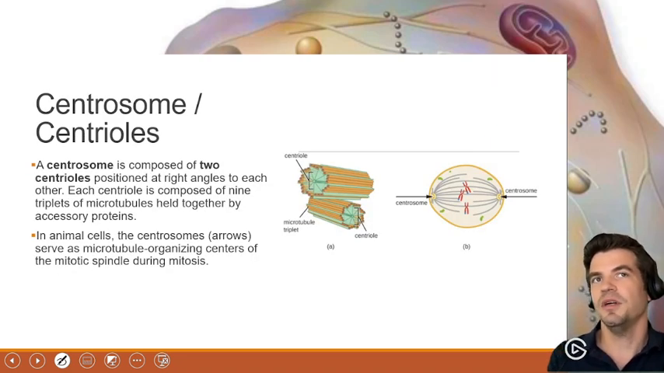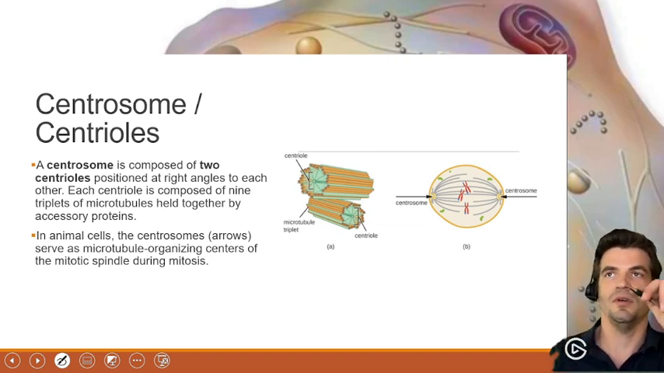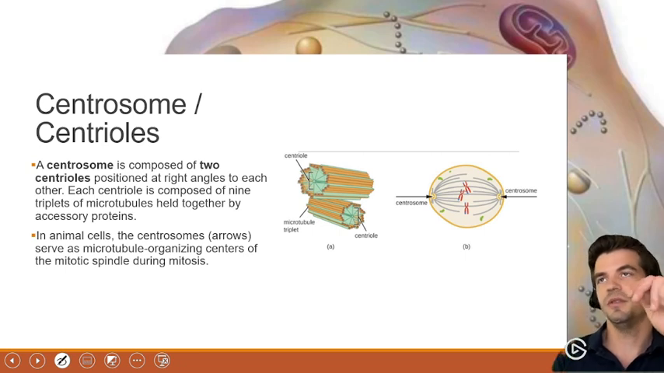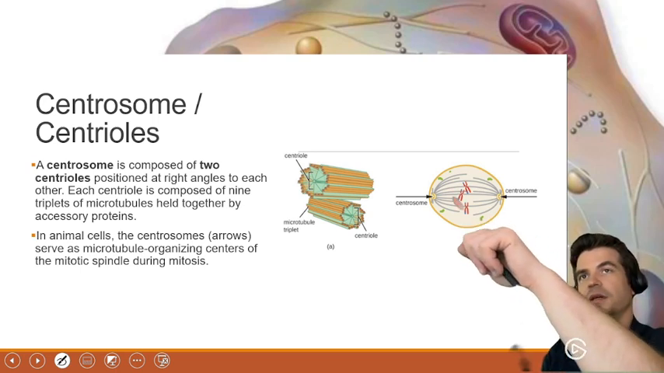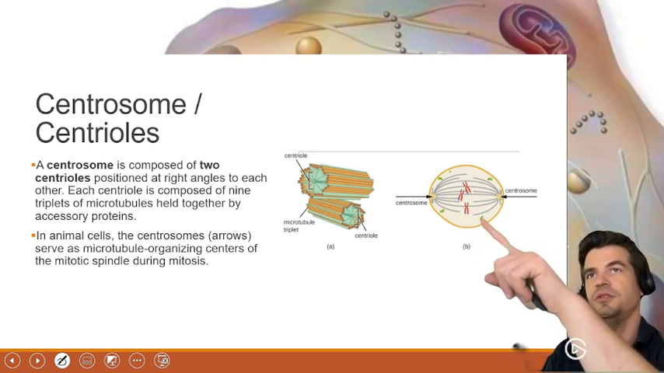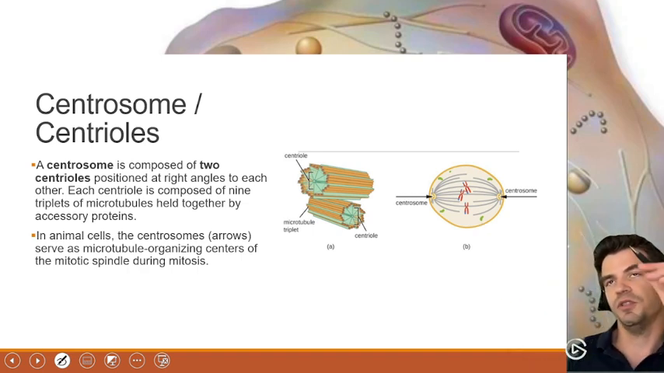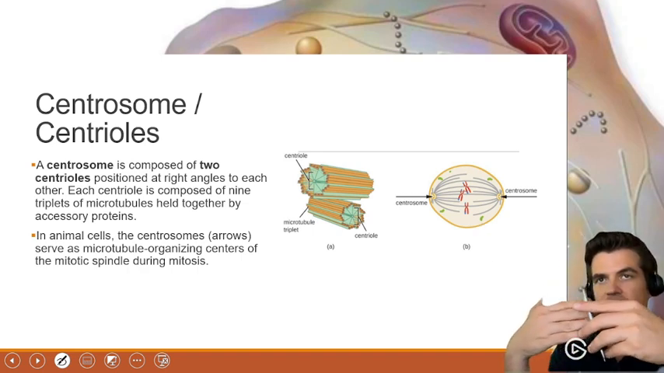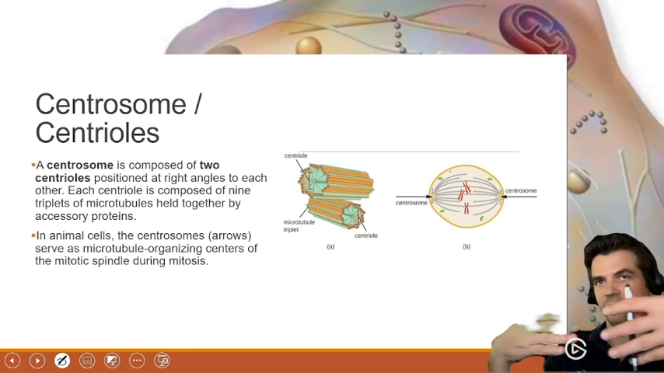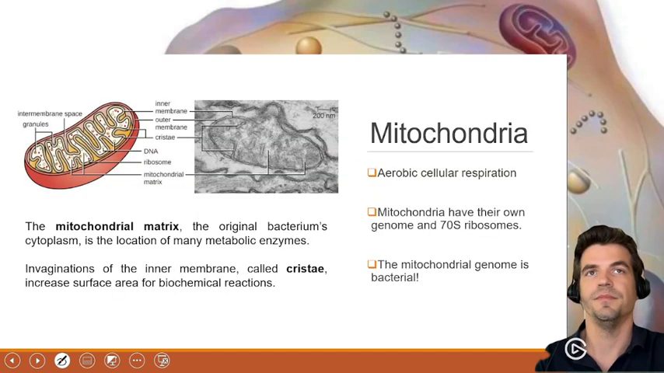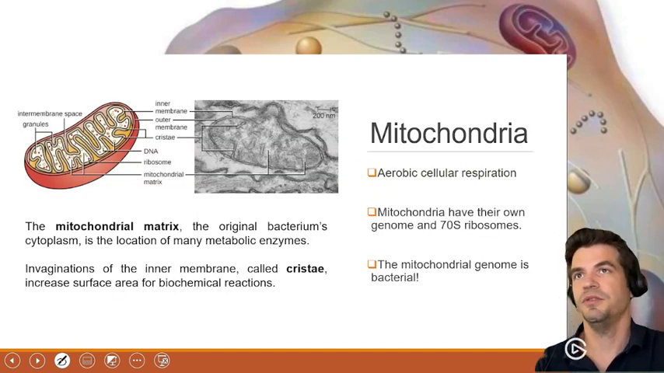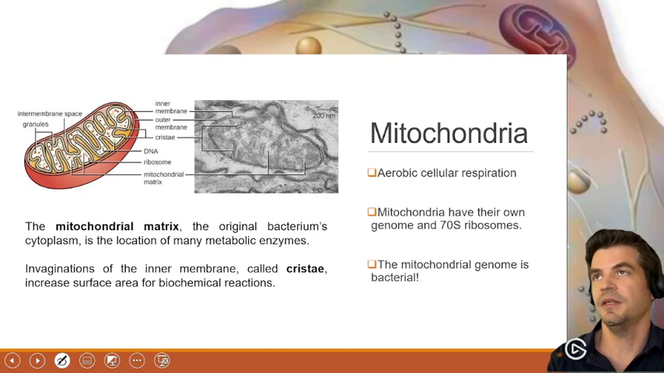The second part of the cytoskeleton is the centrosome and centrioles. They're only involved during mitosis, during cell division, and they form a spindle that is used during mitosis. The spindle first aligns all the DNA to where it needs to be and then splits them in half. That is their function.